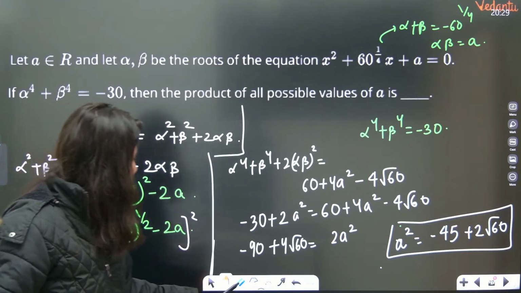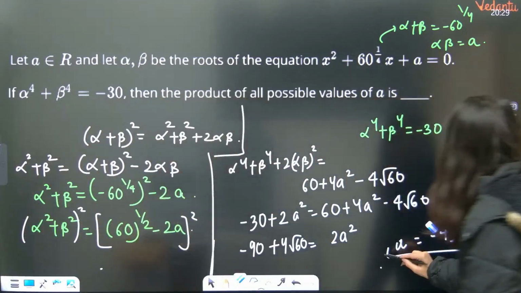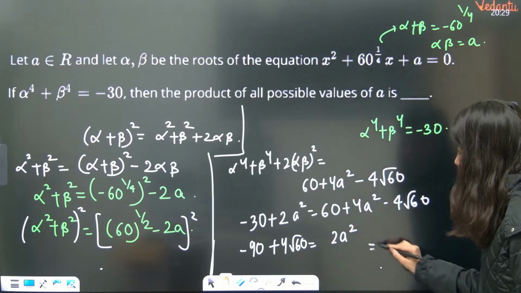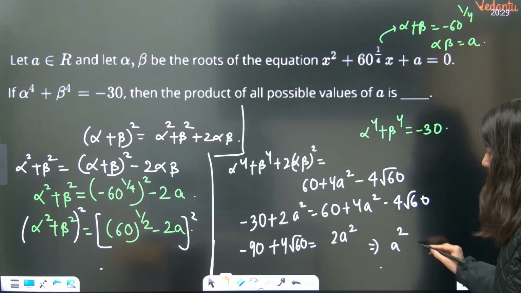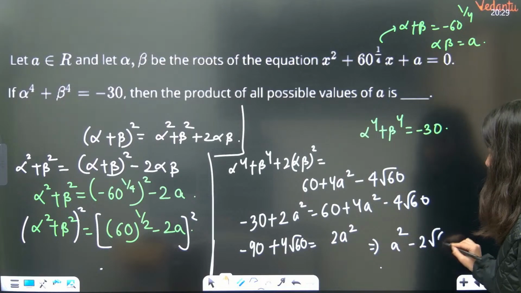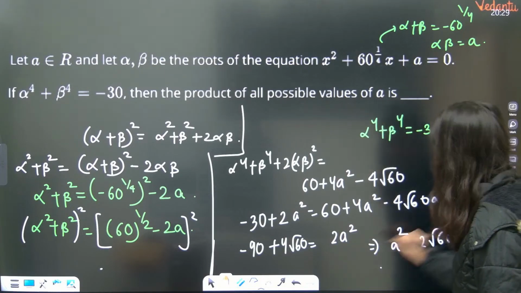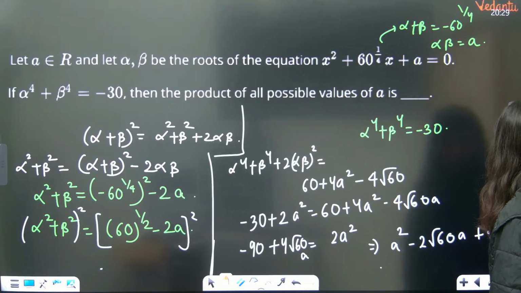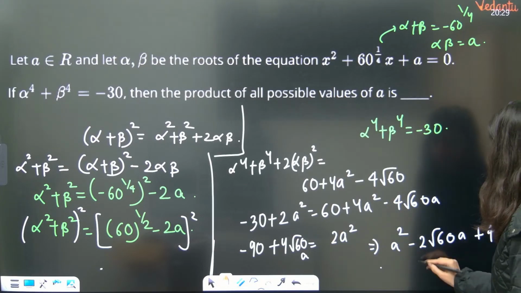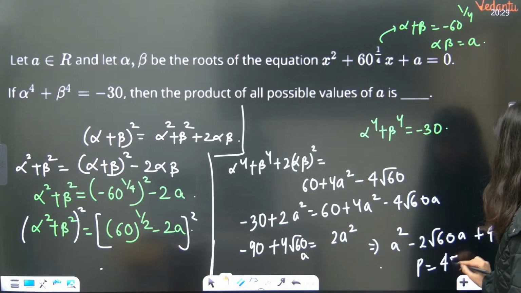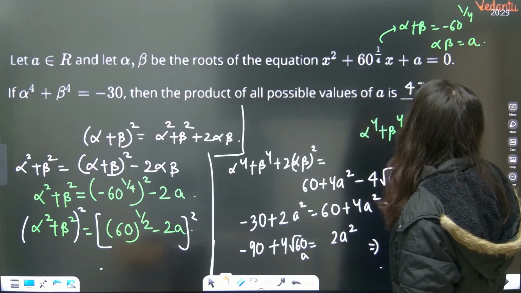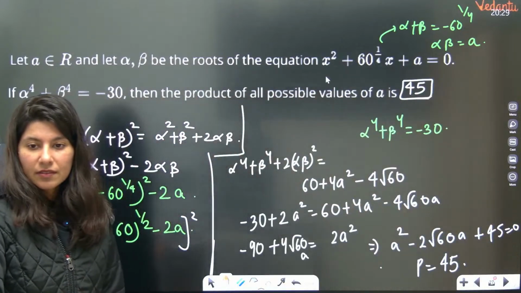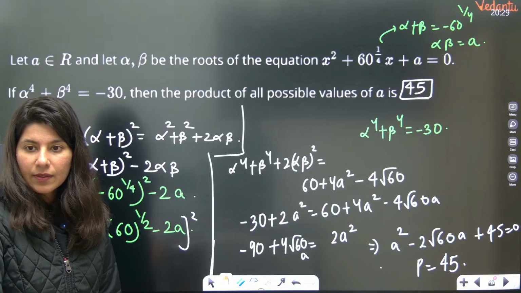Product, oh sorry, we don't need to do this because what they are asking is the product of all possible values. So just write down this same thing, just divide by 2: a square minus 2 root 60 a plus 45 equals to 0. Tell me, what is the value of product of roots? Product of roots is clearly 45. 45 is absolutely correct answer. Okay, clear? Done, done, done. Nice. All right.